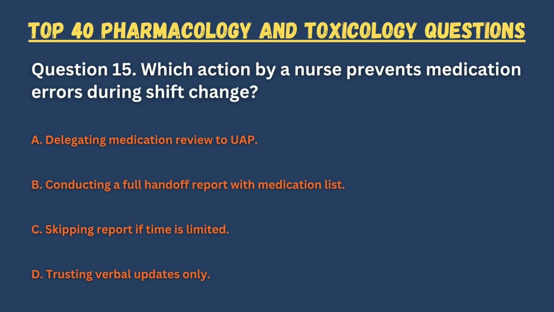Question 15. Which action by a nurse prevents medication errors during shift change? A. Delegating medication review to UAP. B. Conducting a full handoff report with medication list. C. Skipping report if time is limited. D. Trusting verbal updates only.